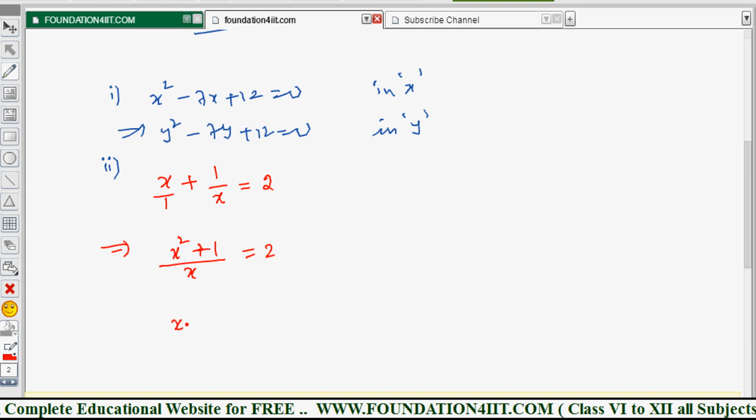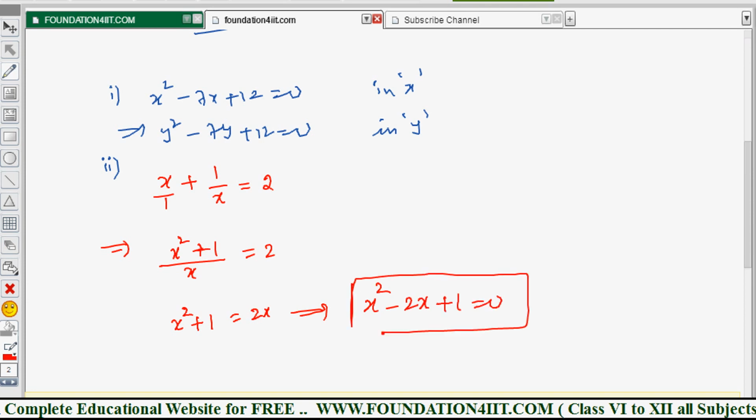So I did the LCM now. x square plus 1 is equal to, taking x to the right side, 2x. Now from this, x square minus 2x plus 1 is equal to 0. Now this is the general form, ax square plus bx plus c is equal to 0, and the highest power is 2, a is not equal to 0 here. The coefficient of x square is 1, the x coefficient is minus 2 and the constant is 1, right? That means this is also a quadratic equation, right? Now these are the examples.